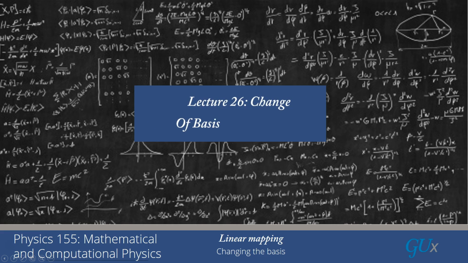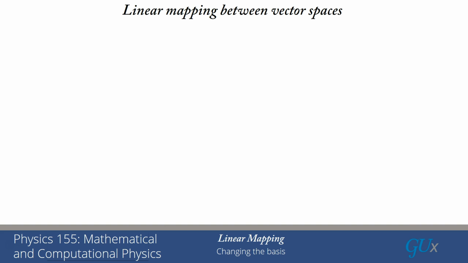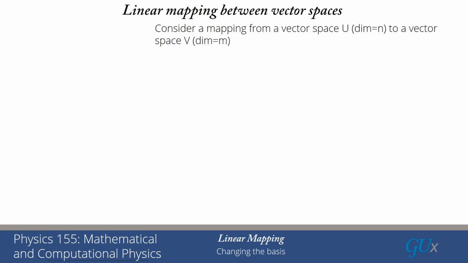Welcome to lecture 26, change of basis, linear mapping, changing the basis. So we're going to discuss a linear mapping between two vector spaces. We're going to have a vector space U, which has a dimension of n, and a vector space V, which has a dimension of m.